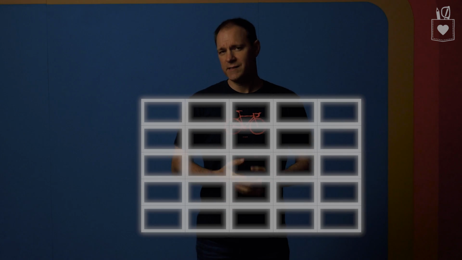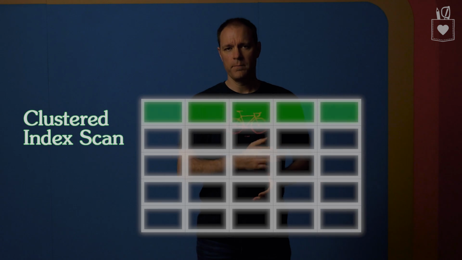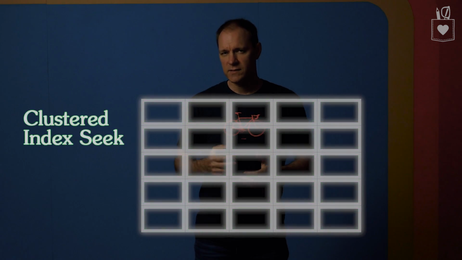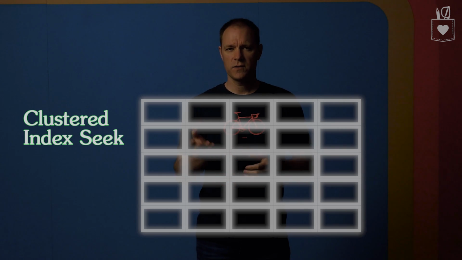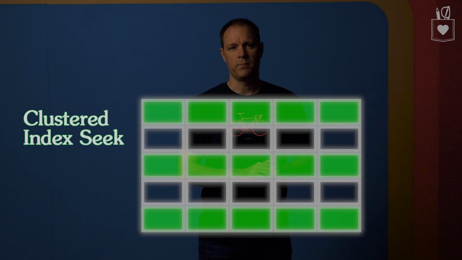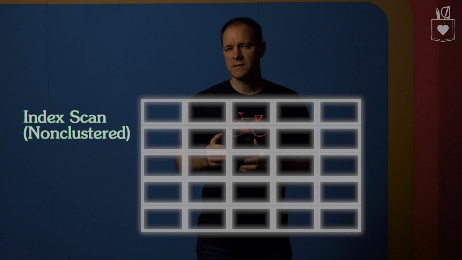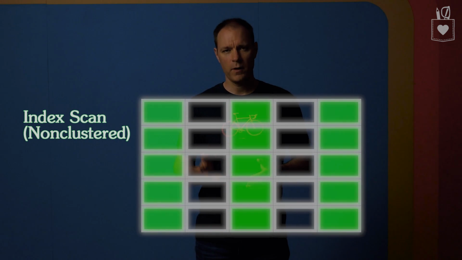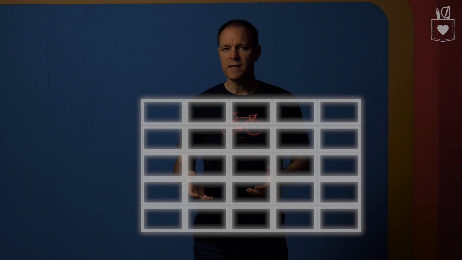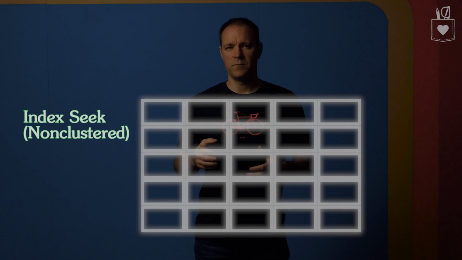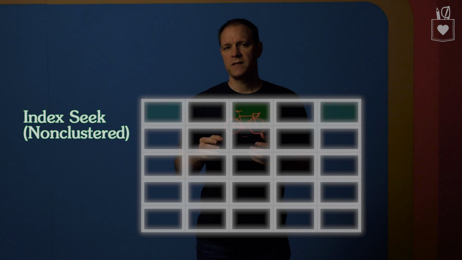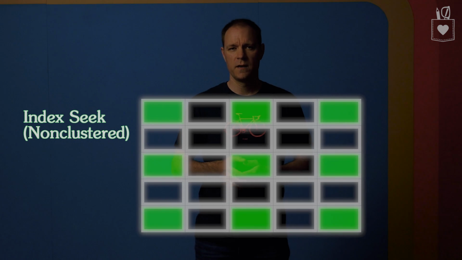The clustered index scan touches every column and every row. A clustered index seek touches certain rows, but every column. An index scan touches certain columns, but every row. And an index seek is sort of the best of both worlds between the clustered index seek and the index scan, in that it only touches a subset of columns and a subset of rows.